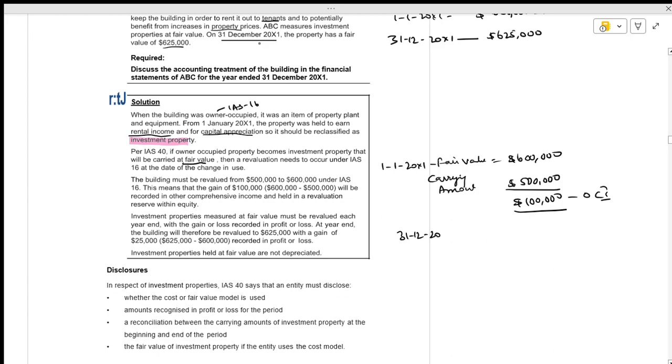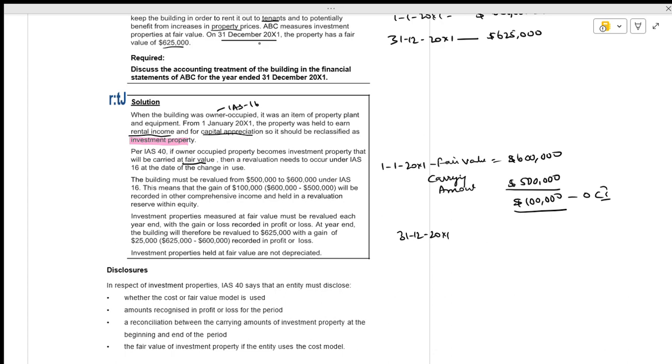31/12/2000? 31/12/2001. Okay. See, when you are doing the fair value, keep it in mind. When you are doing the fair value, we are not supposed to calculate depreciation. This is the return rule. Is it right? This is the return rule.